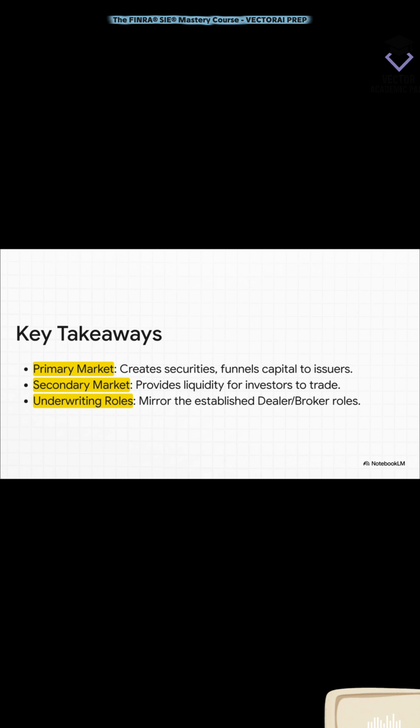Okay, let's pull it all together. What are the absolute critical takeaways? Number 1, the primary market is the factory. It creates new securities and the money goes to the issuer. Number 2, the secondary market is the resale shop. It doesn't create anything, but it provides that all-important liquidity for investors. And number 3, and this is key, those underwriting roles, firm commitment and best efforts, they aren't new ideas. They're just another application of that fundamental dealer versus broker pattern.